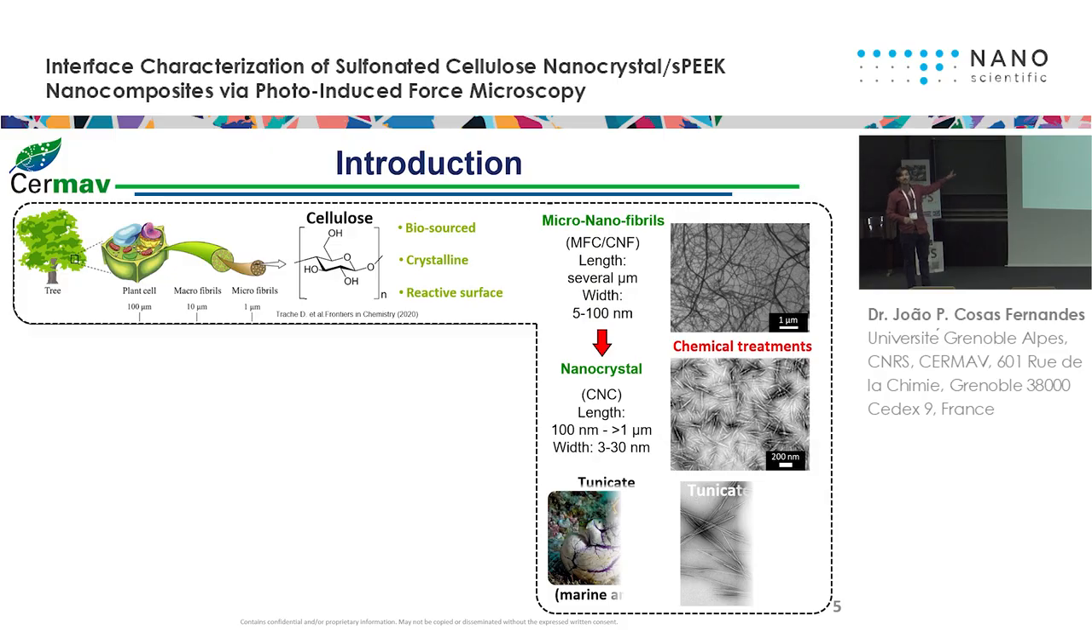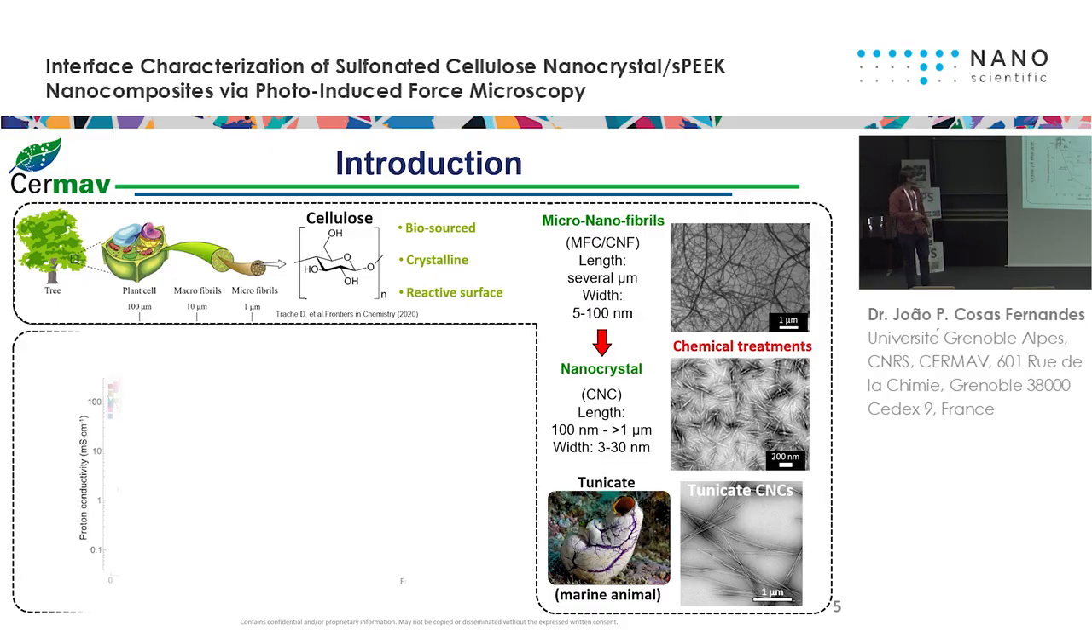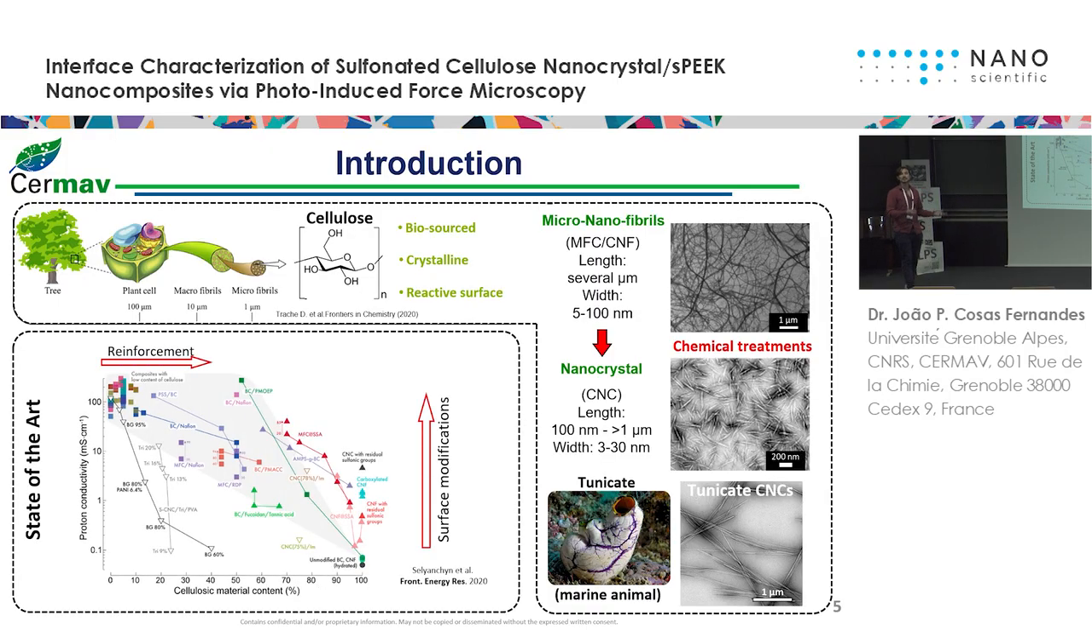But actually, it doesn't come only from plants. We can also have this kind of material from animals. There is a marine animal named tunicate, which makes these very beautiful long cellulose nanocrystals, which is very interesting for nanocomposites. Now, there are several people already trying to use this kind of material for this kind of membrane. Here is a compilation of different works, and mainly they use cellulose for reinforcement.